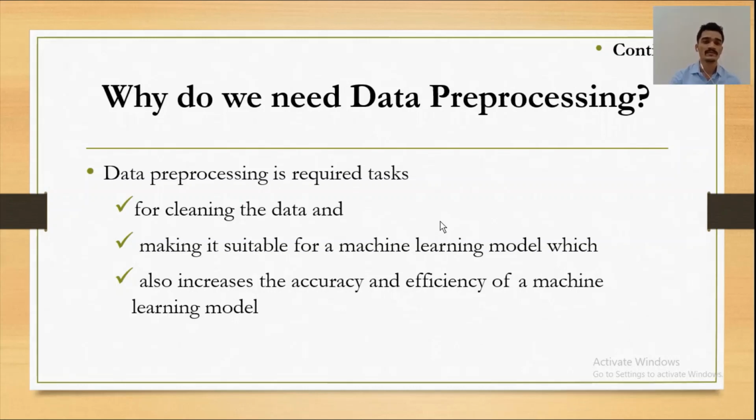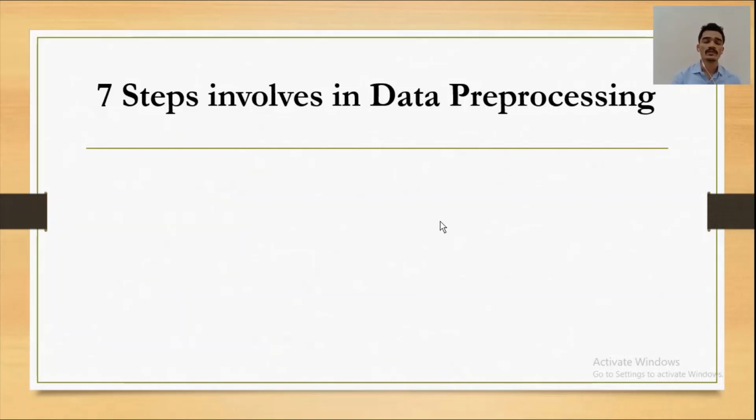Now next, what are the steps involved in data preprocessing. There are 7 steps involved in data preprocessing. First one is getting the dataset. We will discuss each step in detail in upcoming slides.